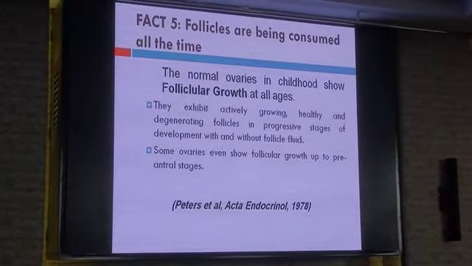It has been proved that normal ovaries, even in childhood, show follicular growth at all ages. They exhibit actively growing, healthy and degenerating follicles in progressive stages of development, with and without follicle fluid. And even some ovaries have shown follicular growth up to the pre-antral stage. This is from Peters et al., published in Acta Gynecologica in 1978, a very long time ago.